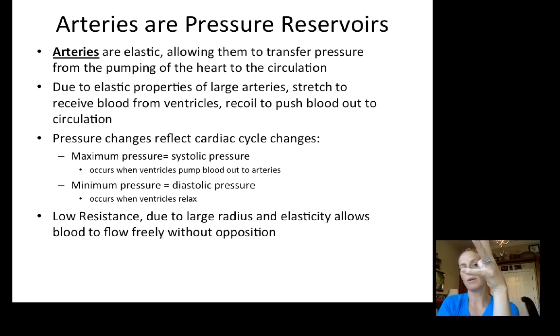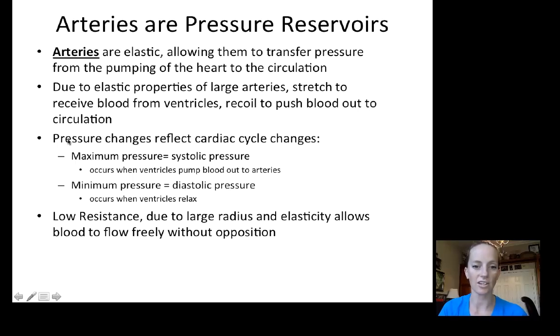Then the ventricle is going to relax, and the ventricle pressure is going to get very, very low. But at that same time, the arteries are going to be recoiling to push the blood out. So this ensures that at no point in time in the body does the total blood pressure go down to zero. Even as the heart is relaxing and becoming very low pressure or close to zero to fill, the arteries recoil to continue pushing the blood forward.